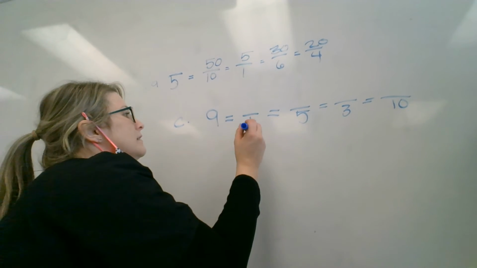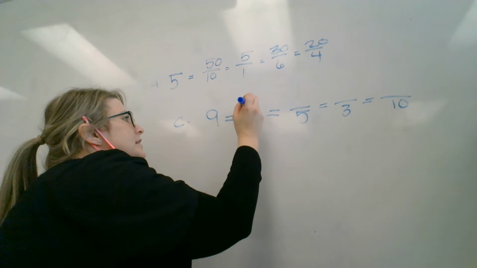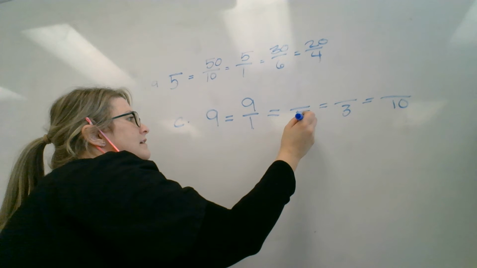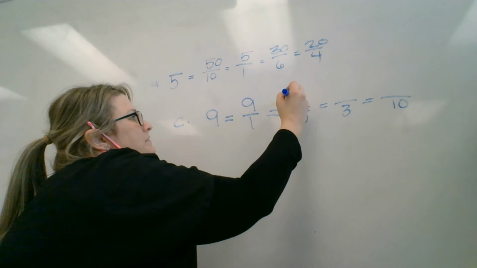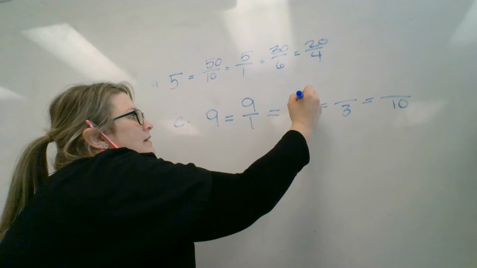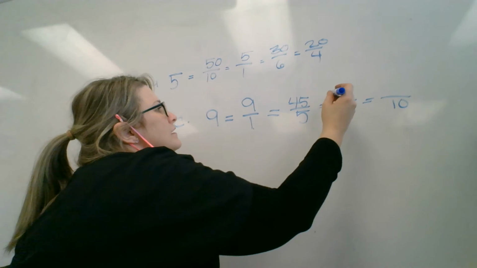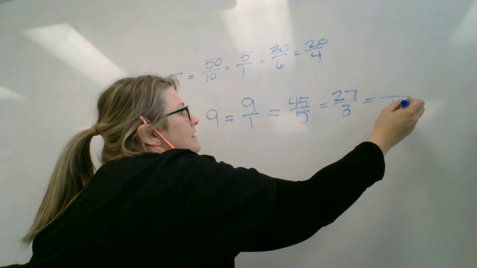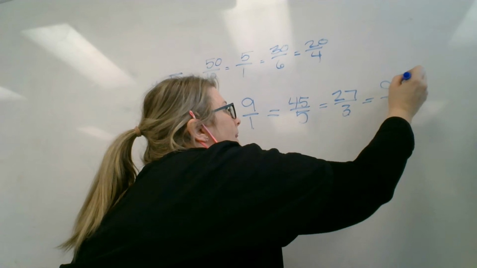Bottom number is 1 times the big number, 9. 9 times 1 is 9. Next one, 5 times the big number. 9 times 5 is 45. Next one, 3 times the big number 9, 27. 10 times the big number 9, 90.